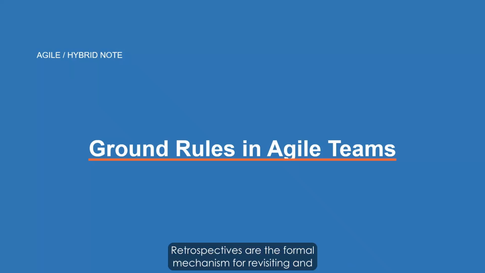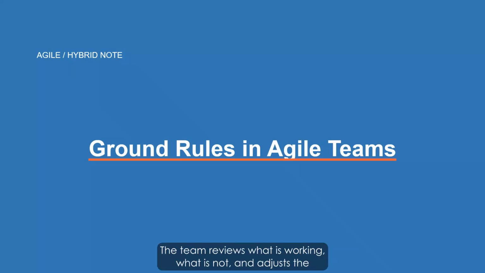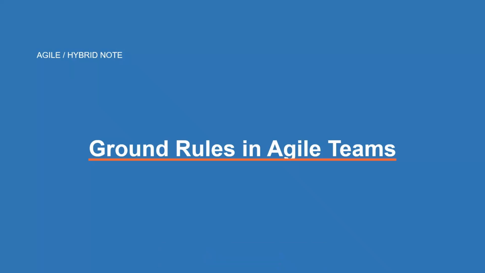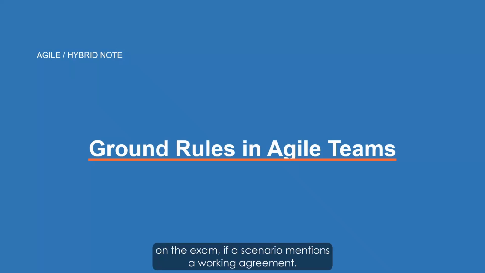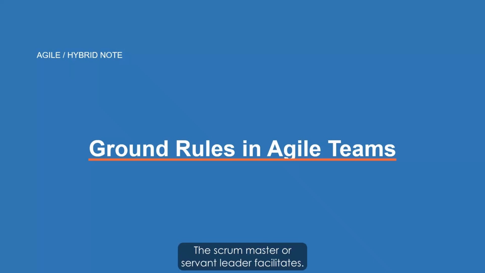Retrospectives are the formal mechanism for revisiting and refining the working agreement. The team reviews what is working, what is not, and adjusts the rules together. On the exam, if a scenario mentions a working agreement, retrospective, or self-organizing team and ground rules, you are in agile territory. The team owns the rules. The scrum master or servant leader facilitates. They do not dictate.